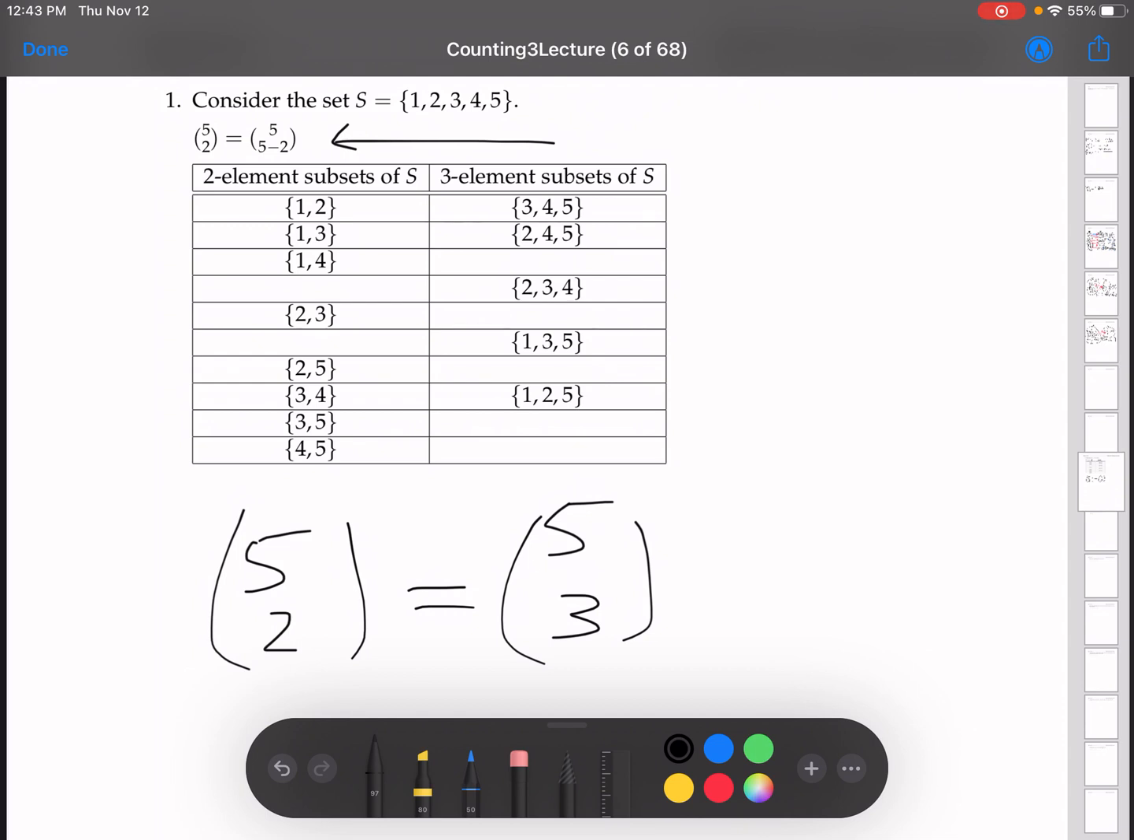Okay, so 2 element subsets of the set S. And so you can start to think, okay, so this is all 2 element subsets of the set S. This is all 3 element subsets of the set S. And you want to think about what is this mapping? What is this mapping from 2 element subsets to 3 element subsets of S? And this is our set S in this case.